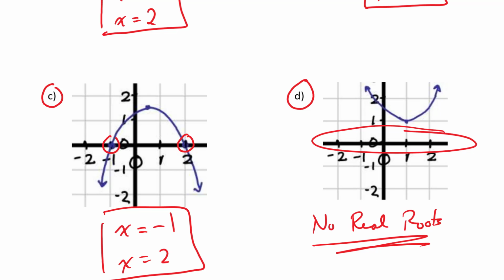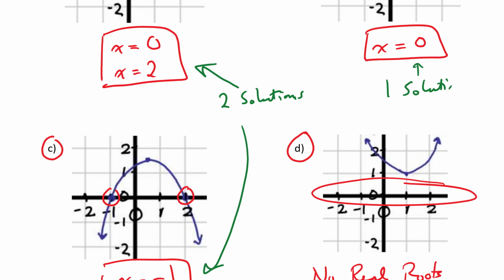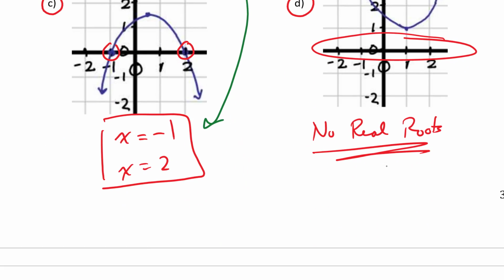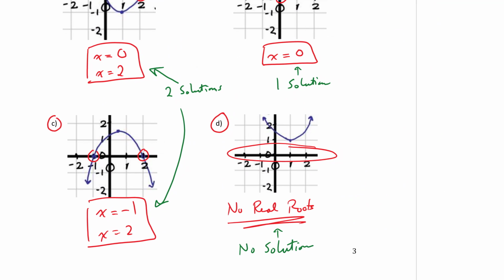I show you this because when we work with this algebraically, sometimes you will have two solutions to your answer. Sometimes you will only have one solution, and other times there will be no solution. So those are your three options when you're solving quadratic equations. Oftentimes there are two correct answers. Sometimes there's only one, and sometimes there is no solution.